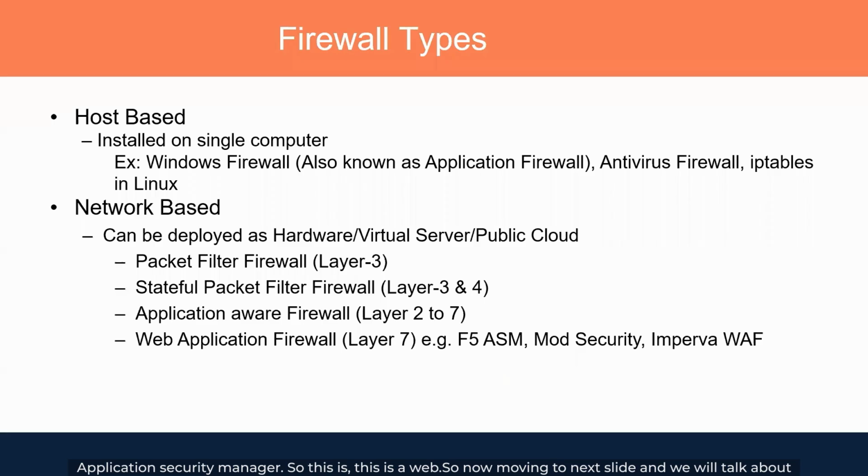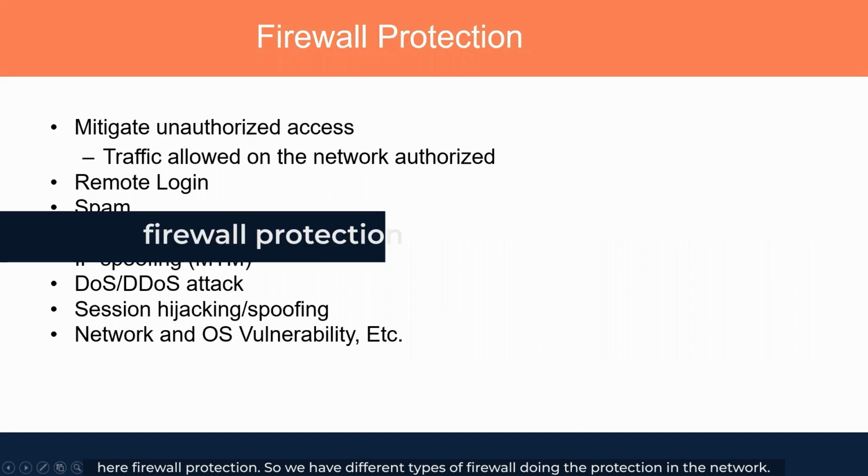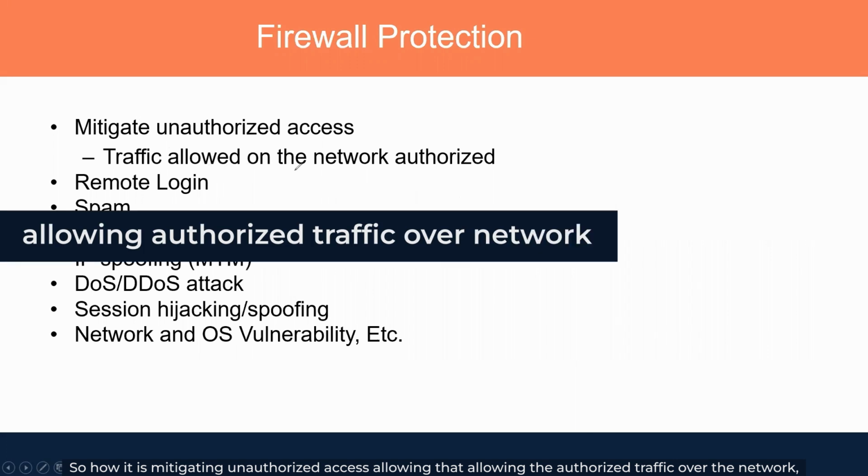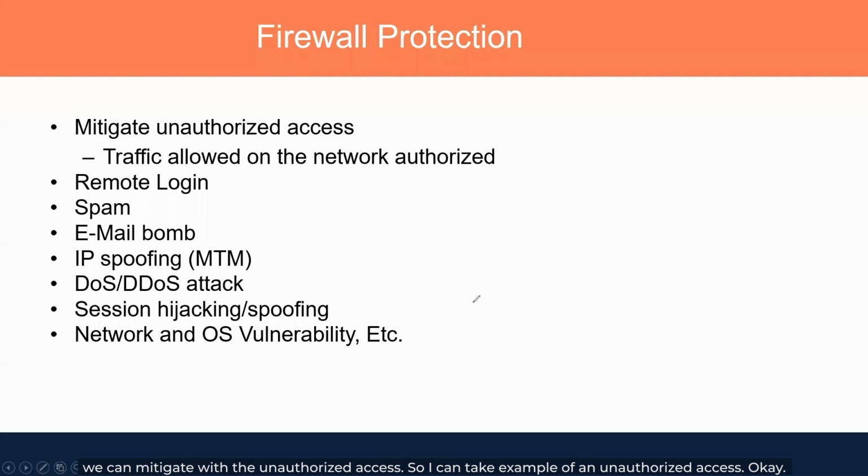Now moving to the next slide, we will talk about firewall protection. We have different types of firewalls doing the protection in the network. You might know what protection the firewall is doing. Basically, it is basic protection. It is mitigating unauthorized access. How? By allowing the authorized traffic over the network, we can mitigate unauthorized access.